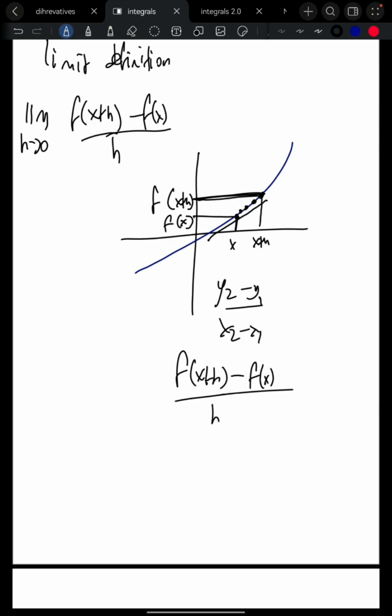And we said we want h to be closer and closer to zero, so we're just going to take the limit as h approaches 0. That's kind of it. The reason you can't just say h is 0 is because you're dividing by 0. That's kind of sus, I guess.